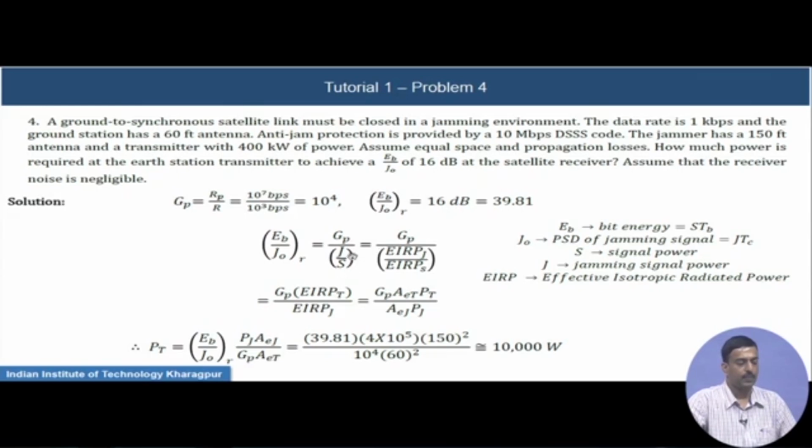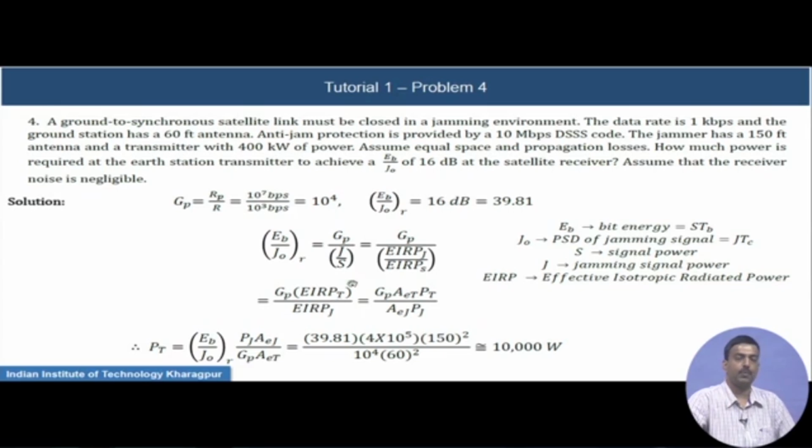We further express the jamming power and the signal power in terms of the equivalent isotropic radiated power, also called the effective isotropic radiated power, corresponding to the jammer power and the signal power, because it is basically proportional. And EIRP signal power is EIRP at the transmitter. Once again, EIRP, as we know, is proportional to antenna gain and transmit power.